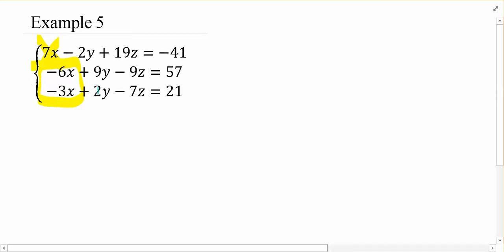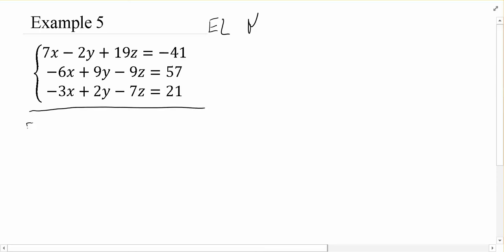As I look at the y's, I do notice that the 2 and -2 work out really nicely. Not a big fan of the 9, but I can deal with it at least. Now, as far as the z's, everything's ugly over there. I'm not a big fan of anything going on over there. So because the y's at least had one really easy option, that's the choice I'm going to make. I'm going to eliminate the y's.